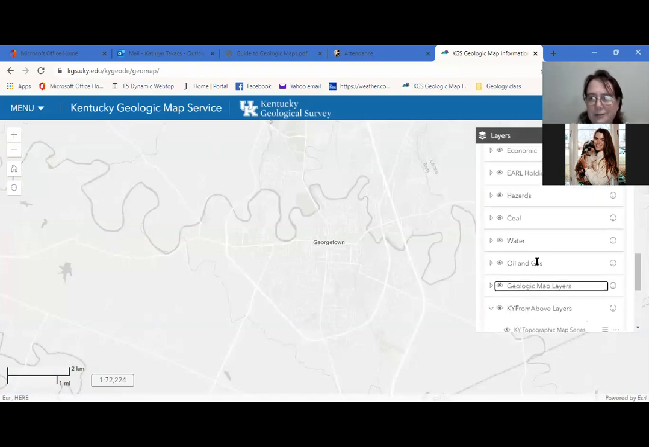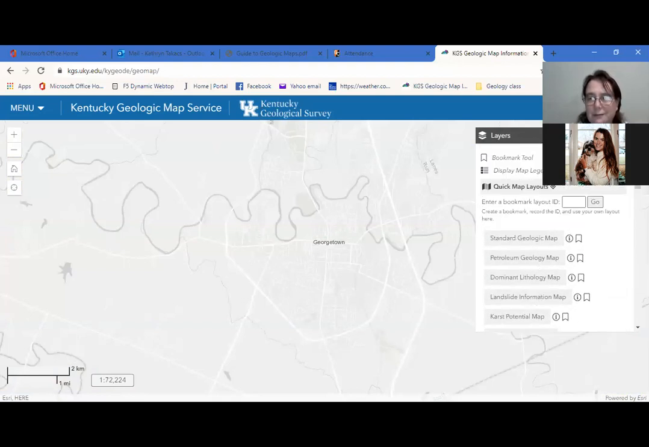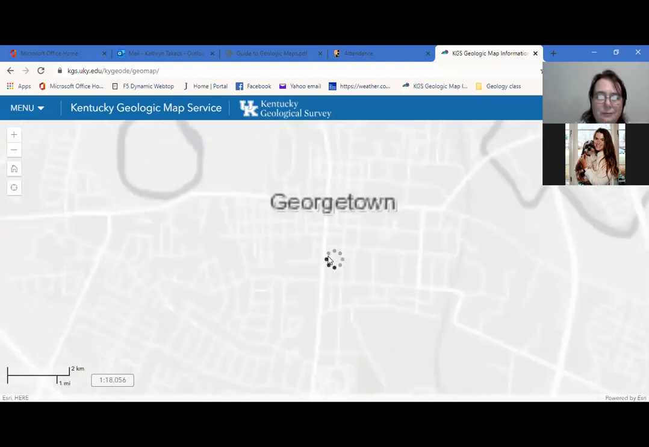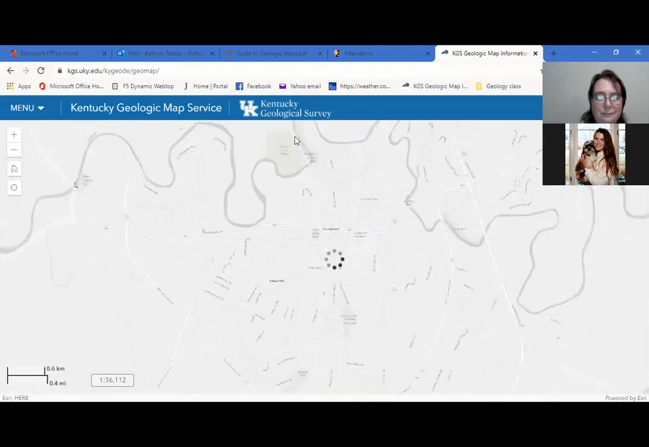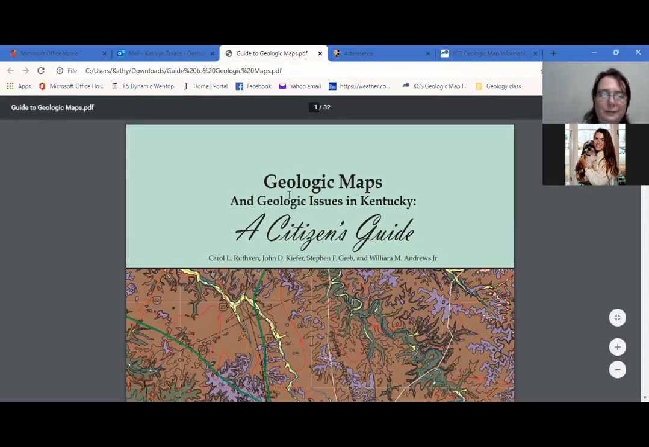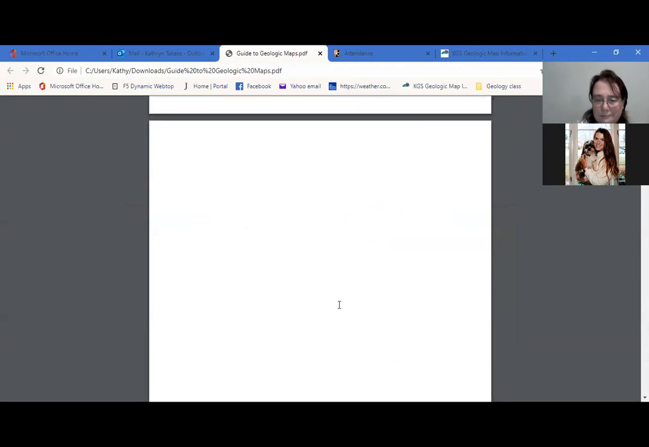Don't worry, I'm not going to quiz you on this. Zoom in, zoom in. Oh, jeez. All right, I'm going to try to make this a little easier. There's a link to this in Canvas, Geologic Maps, a Citizen's Guide.